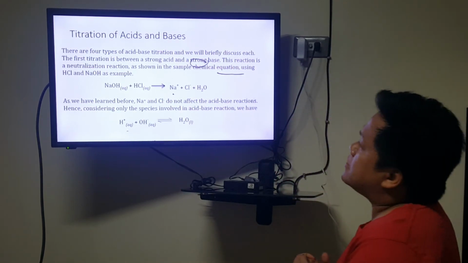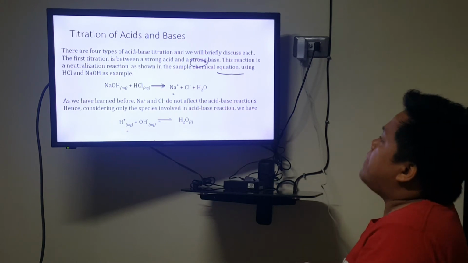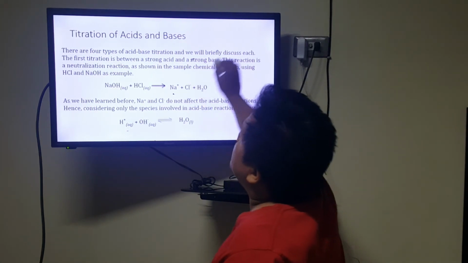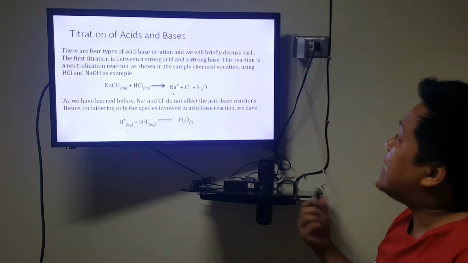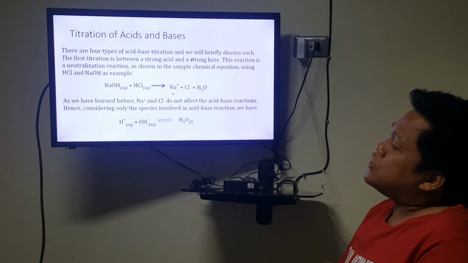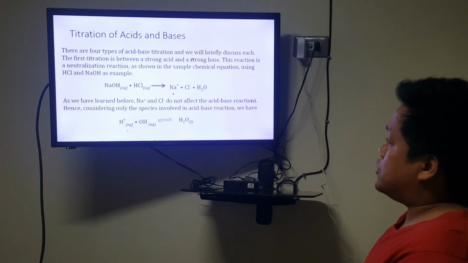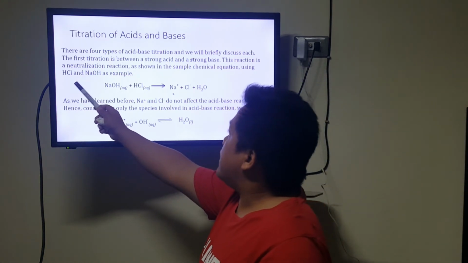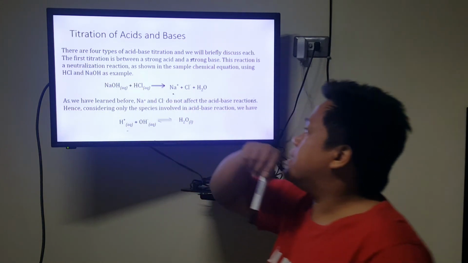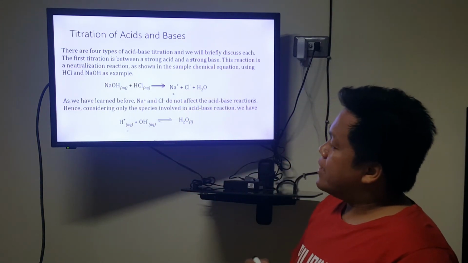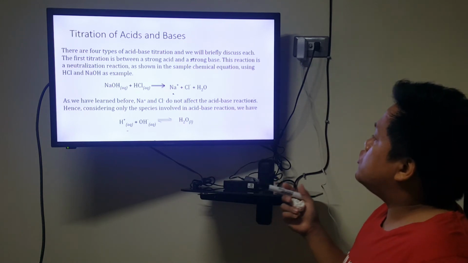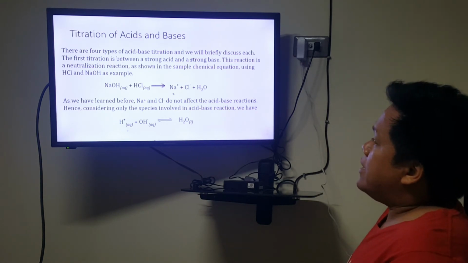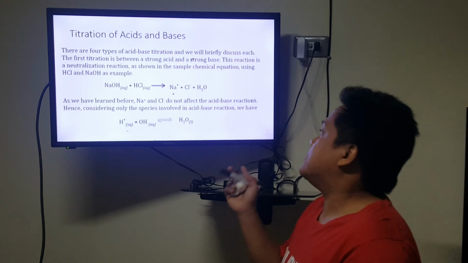Titration of acids and bases. There are four types of acid-base titration, and we will briefly discuss each. The first titration is between a strong acid and a strong base. This reaction is a neutralization reaction, as shown in the sample chemical equation using hydrochloric acid and NaOH as an example. As we have learned before, sodium and chloride do not affect the acid-base reactions. Hence, considering only the species involved in acid-base reactions, we have.